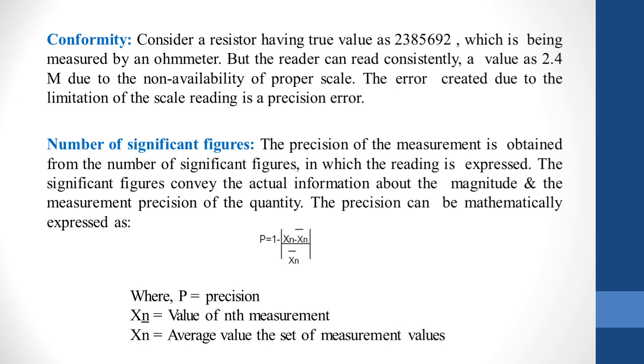Number of significant figures. The precision of a measurement is obtained from the number of significant figures in which the reading is expressed. The significant figures convey the actual information about magnitude and the measurement precision of the quantity. The precision can be mathematically expressed as P equals 1 minus |xn minus x̄| divided by x̄. P is precision, xn is the value of the nth measurement, and x̄ is the average value of the set of measurement values.